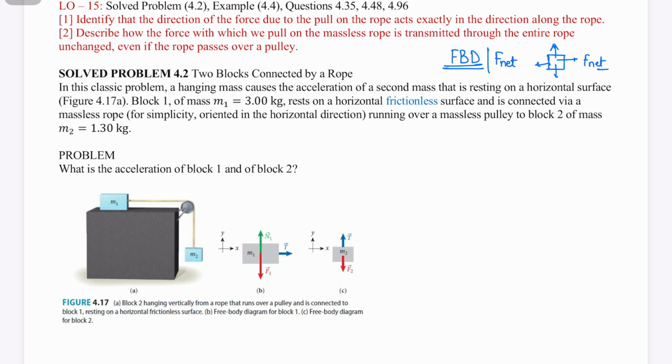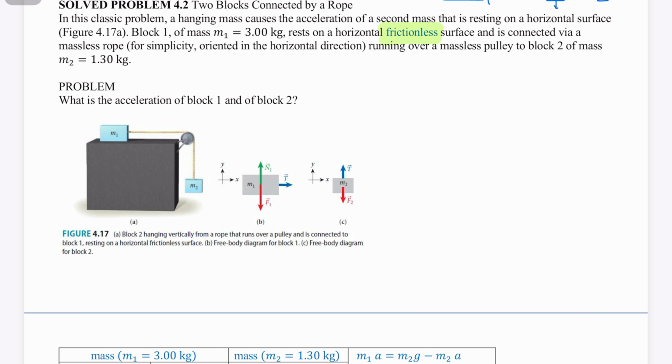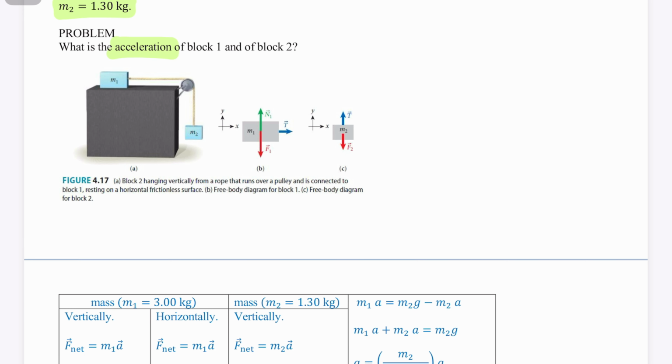Okay, let's read the question and solve it one by one. In the classic problem, a hanging mass causes the acceleration of the second mass, which is resting on a horizontal surface. Mass 1 is given on the surface, connected by a massless rope, and mass 2 is given. What we need to find is the acceleration. There are two cases. Just solve them one by one and it is very easy.